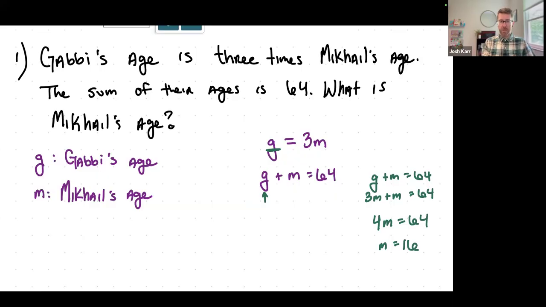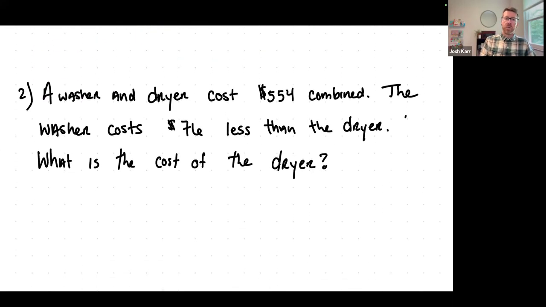So what is Mikhail's age? Mikhail's age is 16. We didn't have to finish it off. But if we were asked to, we'd have to find Gabby's age. What would we do? Plug that back in. We would need to do 3 times this, and we can figure out how old Gabby was. Okay. All right. Moving on.